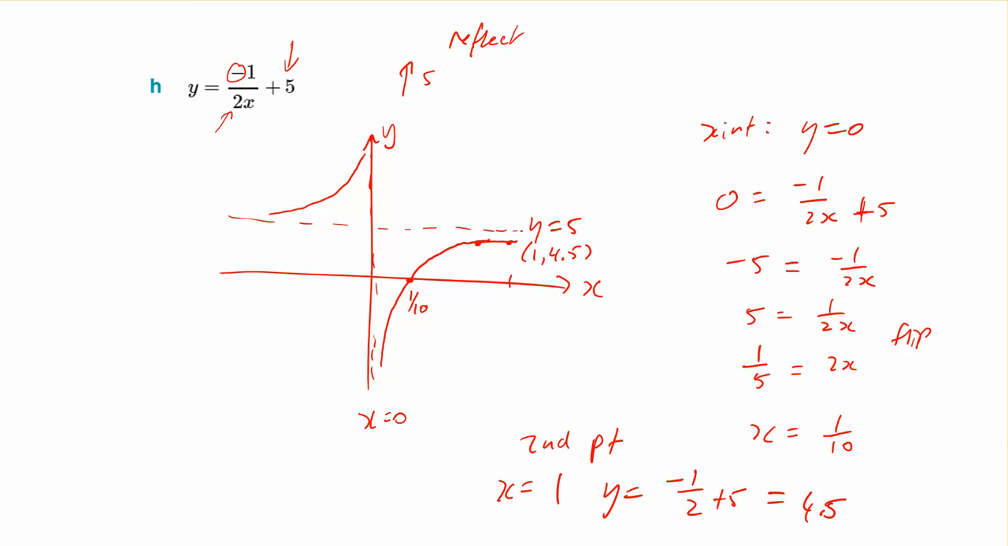Okay, so we've done it. We've drawn our graph. I've got my asymptotes labeled. I've got my x-intercept labeled, and I've got a second point labeled, and that second point happens to be over here. So hopefully that helps.